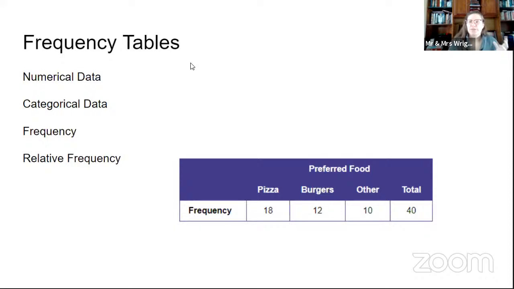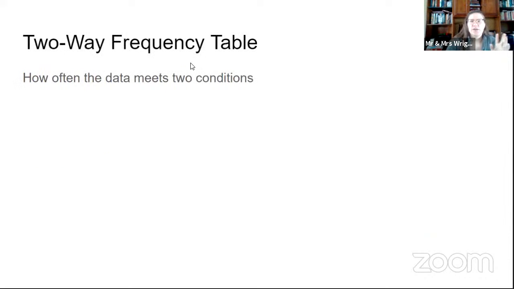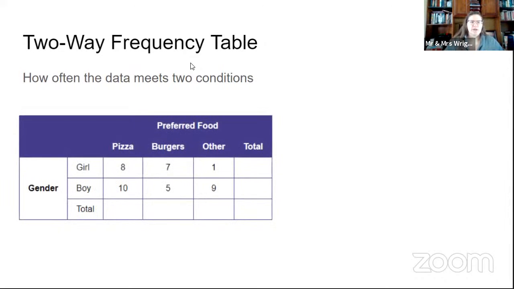But a two-way frequency table would be like if you also categorize whether they were male or female. So you would have how many males like pizza, how many females like pizza, those kinds of things. So your data has to meet two conditions for a two-way frequency table. That makes sense, right? All right, so here we go. We've got girls and boys and pizzas, burgers, and others. So this must be, instead of at a food court, maybe like at a school cafeteria.